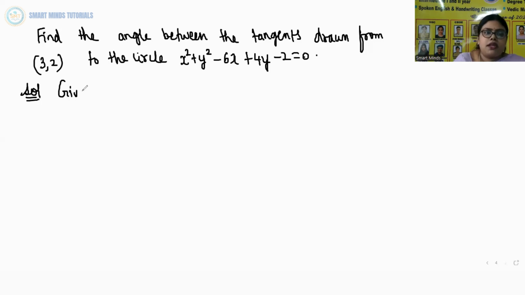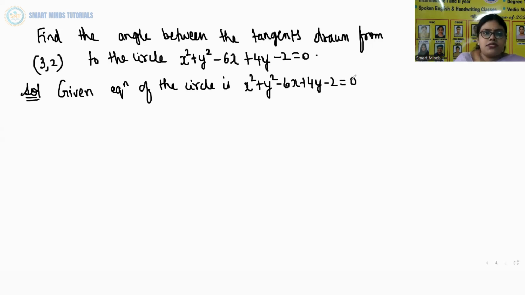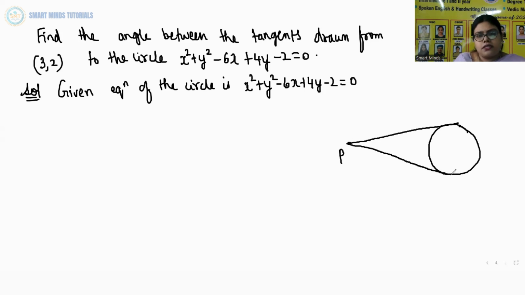So first let us write down the given equation of the circle: x square plus y square minus 6x plus 4y minus 2 is 0. Whenever an angle between tangents question is asked, you first draw a circle, take an external point P and draw two tangents. This is one tangent, this is another tangent. This is the center. This is the radius.